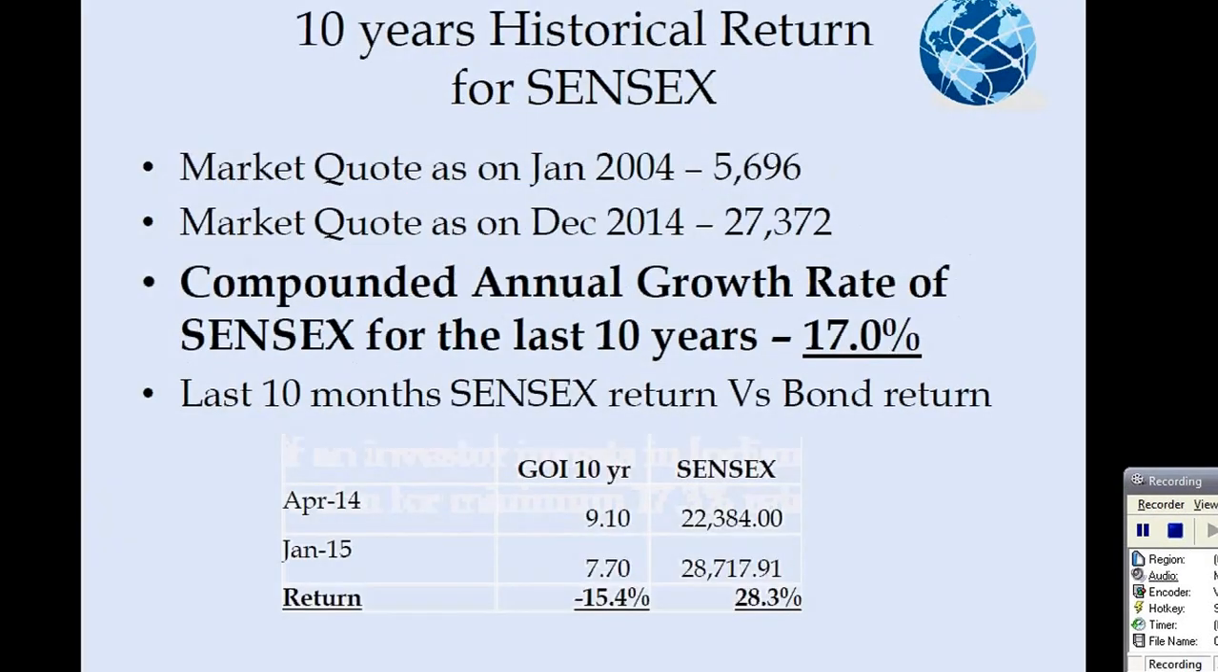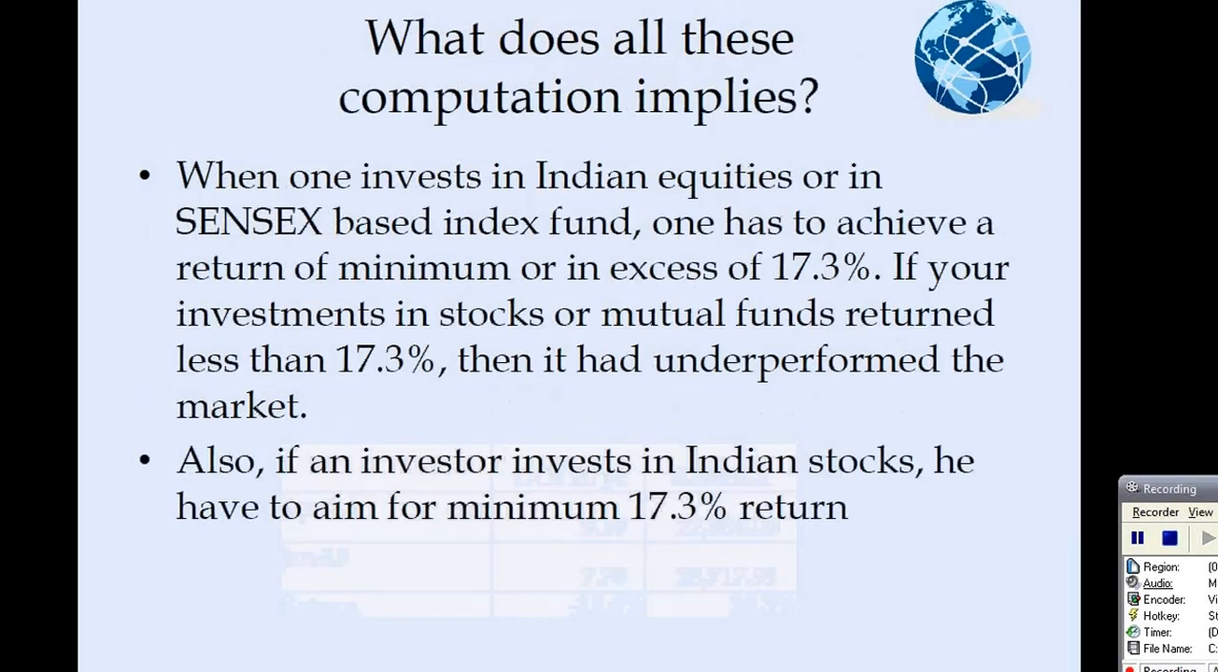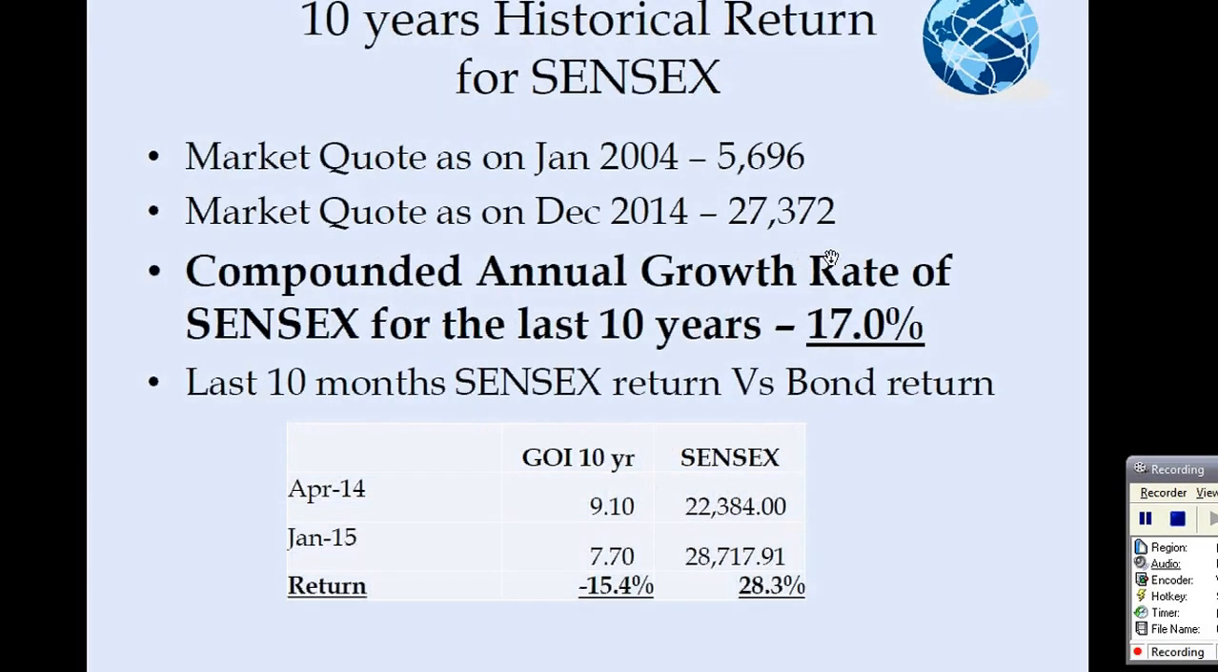And let us just go back a few months and see what Sensex has really achieved. The compounded annual growth rate for Sensex, as I said before, in the last 10 years is 17%, which coincidentally correlates with our 17.3%, but that is not intentional. The calculation shows 17.3%. The compounded annual growth rate for Sensex in the last 10 years is also 17%.